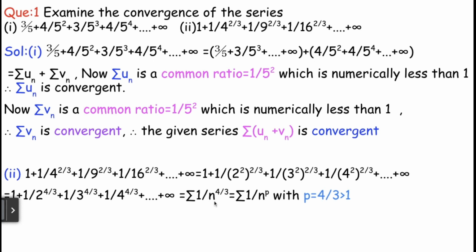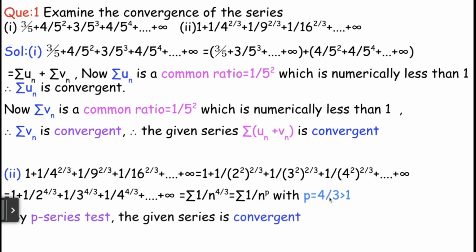We get the series of 1 upon n, with n equals 1 up to infinity. Here p is constant. When p is constant, we know it's a p-series. You are already familiar with the p-series test. Using the property of the p-series, 1 upon n to the power p with p greater than 1 must be a convergent series. So using the p-series test, the given series is convergent.